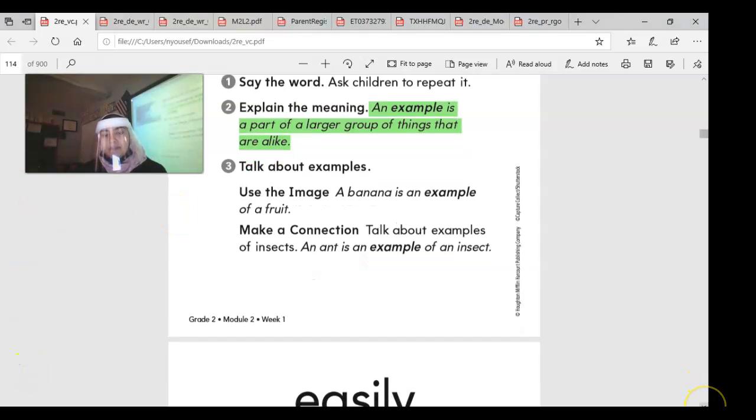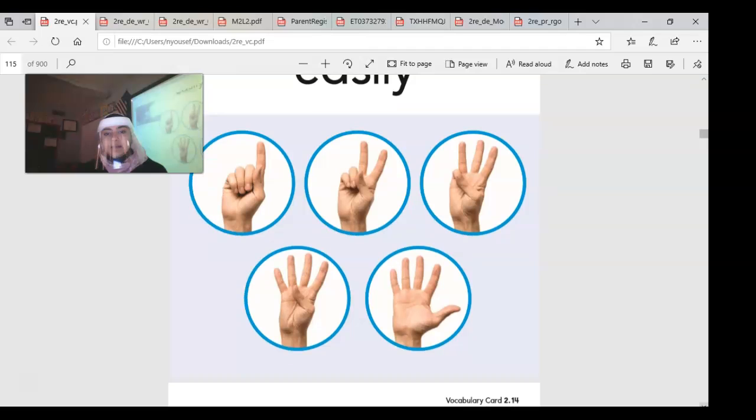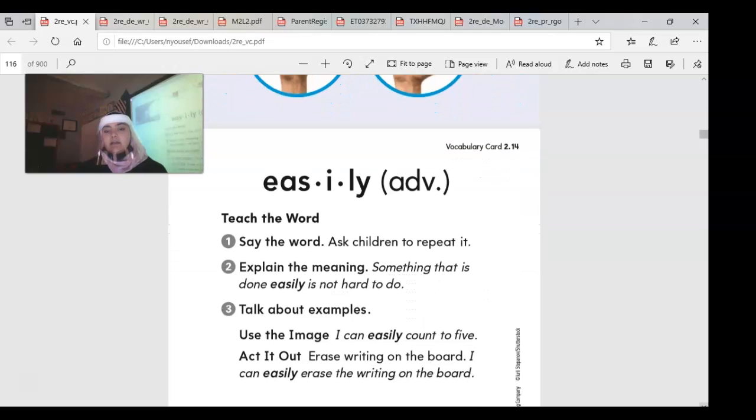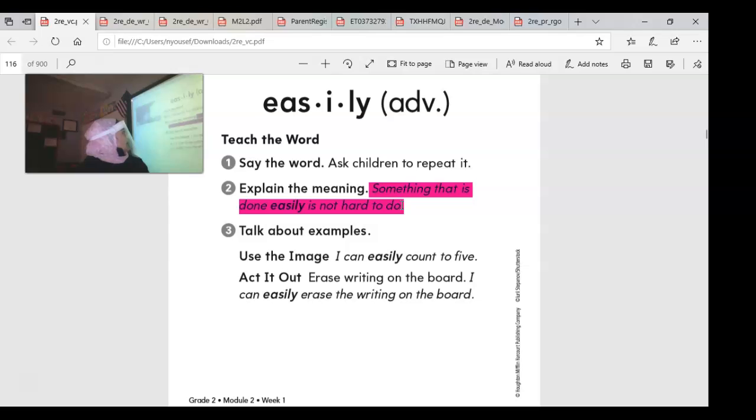Our next vocabulary word is easily. Let's look at the picture. There's a picture of a hand saying 1, 2, 3, 4, and 5. What does easily mean? Something that is done easily is not hard to do. So you're going to write: something that is done easily is not hard to do. Okay? Alright, if you need time, pause the video now.